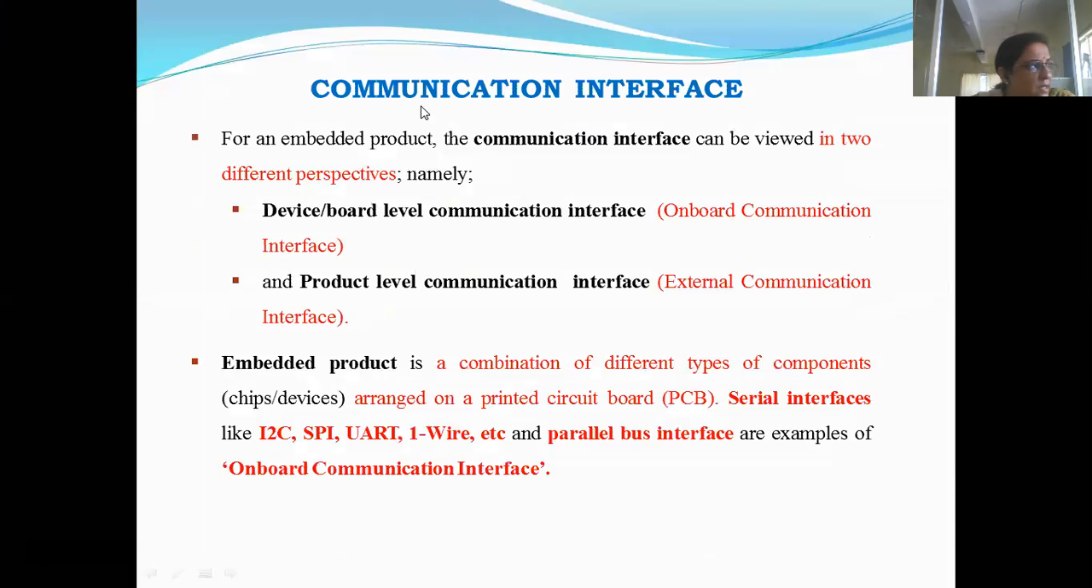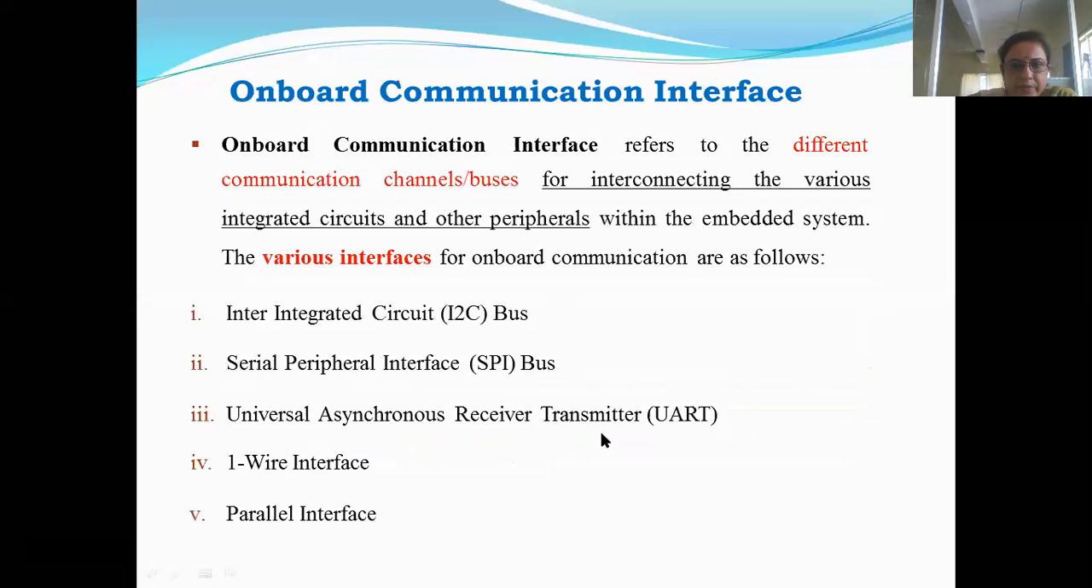Next I was discussing the communication interface. This is also one part of the embedded system. Basically, this tells about how the communication happens in the embedded system. There are two types of communication interfaces: onboard communication interface and external communication interface. In the onboard communication interface, what are the types we are seeing?